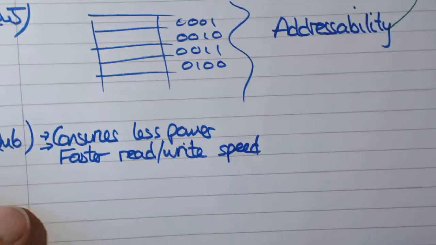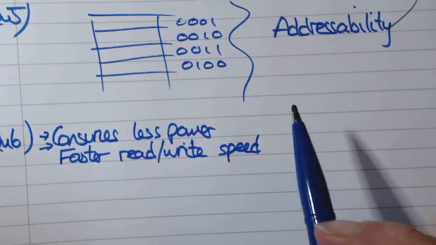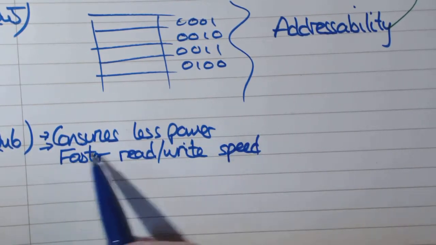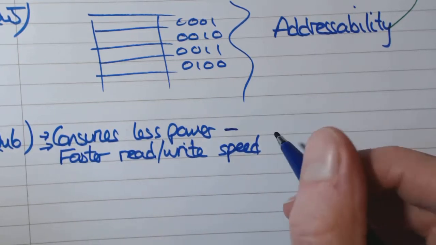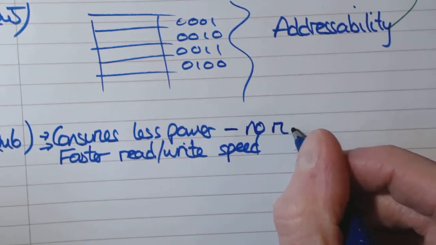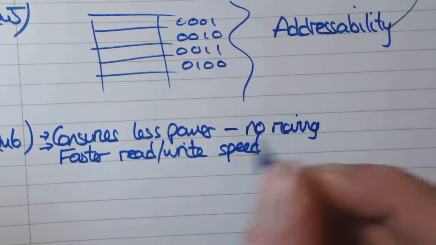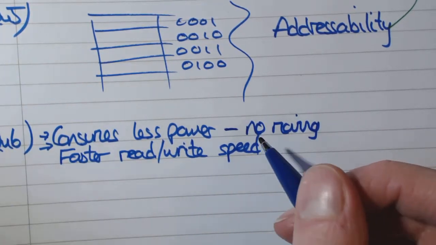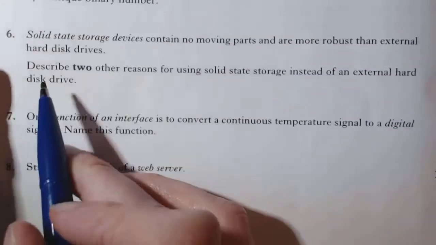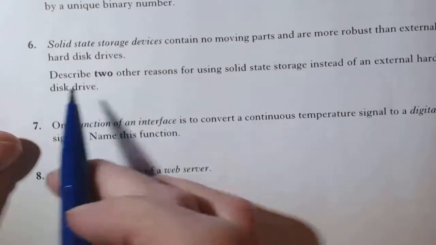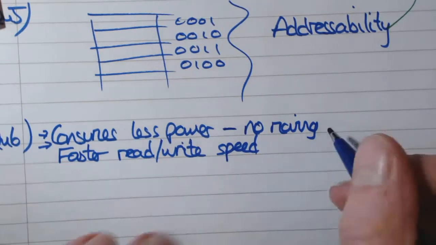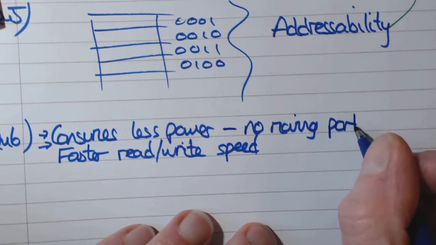Now, where we've gone wrong there is consumes less power. Right, you could also just basically say no moving parts. Right, so this is where I didn't read the question right. It actually says describe. Right, so I've just named them, so I've actually lost the mark. Right, so you'd say describe. Right, so no moving parts.